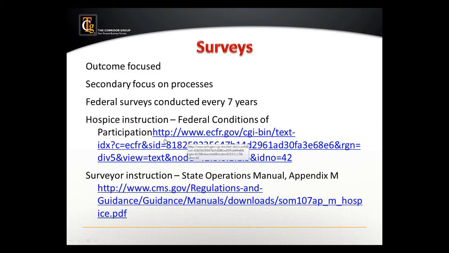The hospice instructions on how we are supposed to perform are partly in this surveyor instruction, but they're also in the federal conditions of participation. The federal conditions of participation drive the State Operations Manual, and it is the State Operations Manual that uses the LTAGs that we saw on the previous slide.